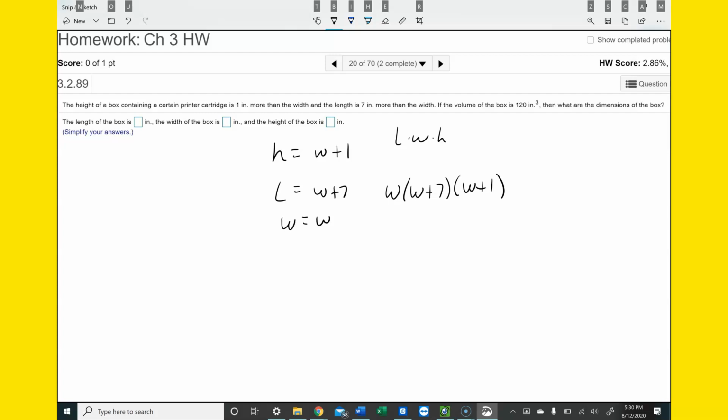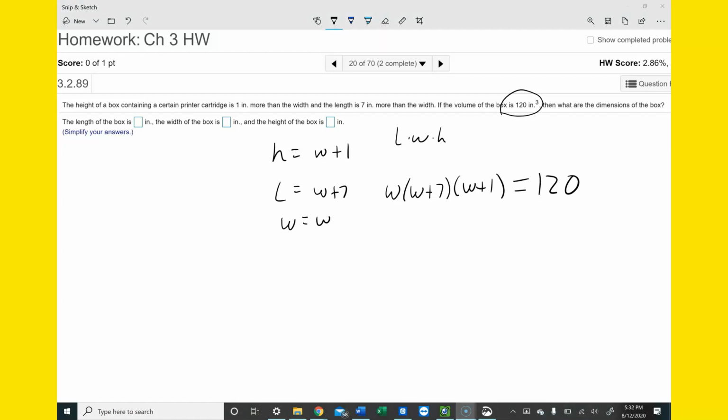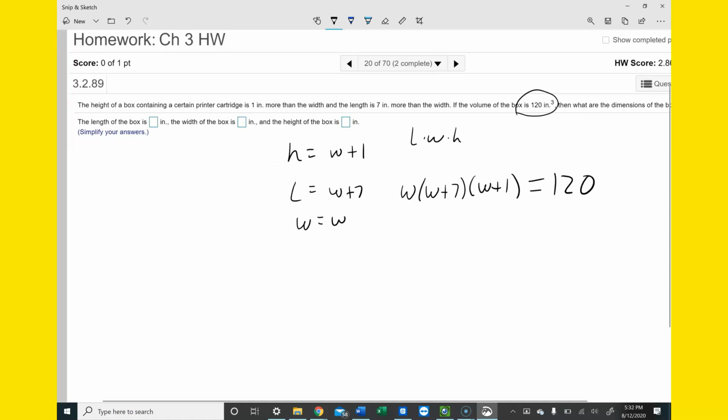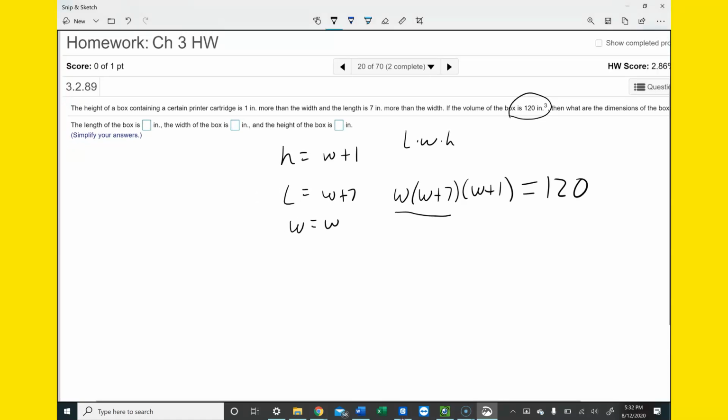That's width times length times height. And that whole thing equals the volume, and the volume is this, 120. And it asks for the dimensions of the box. So I can use this equation to solve for w. Okay, from here we have several options. We could type the whole left side into y1, type the right side into y2, and find where they cross.